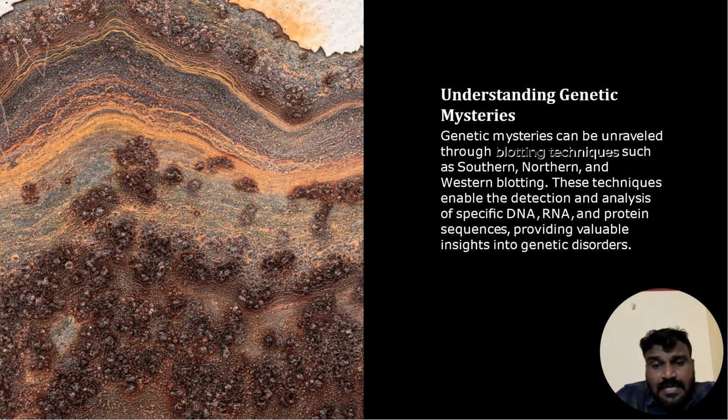Yes, understanding the genetic mysteries. We can understand the genetic mystery at different levels of these macromolecules. For example, we can use Southern blotting to understand the problems at the DNA level. We can use Northern blotting to understand the dynamics of mRNA expression, and we can use Western blotting to find the expression patterns of the protein. Altogether, these three techniques give insights into the genetic disorders at the DNA level, RNA level, and protein level.